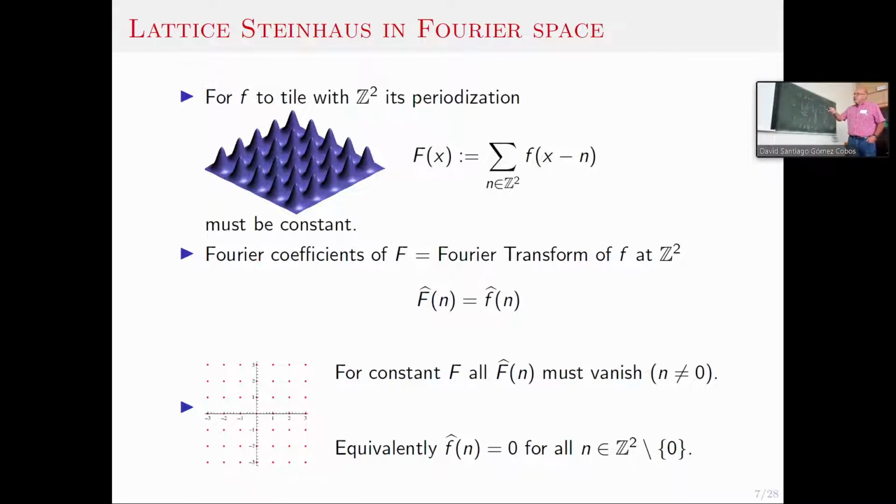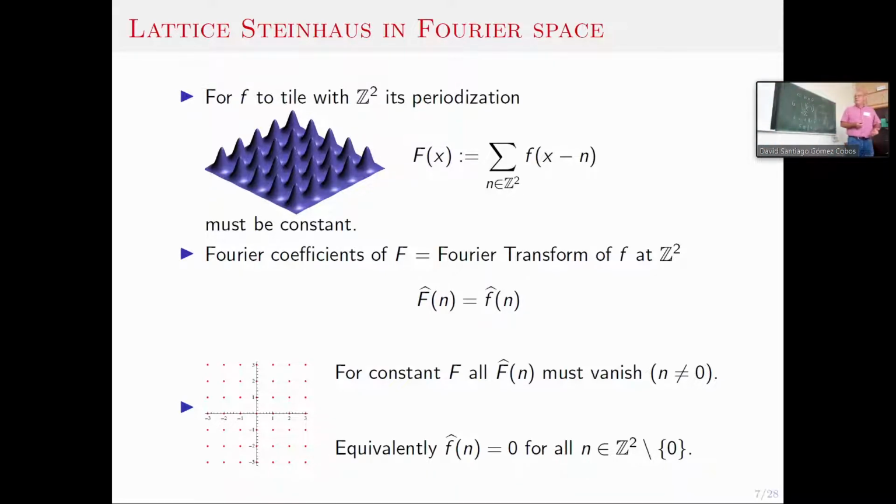Because of this, it's equivalent: if you look now at the Fourier transform of your original function f, the Fourier transform of little f vanishes at all these points. So for a function f to tile with this square, its Fourier transform must vanish at all these points except at the origin. The origin is always the same.